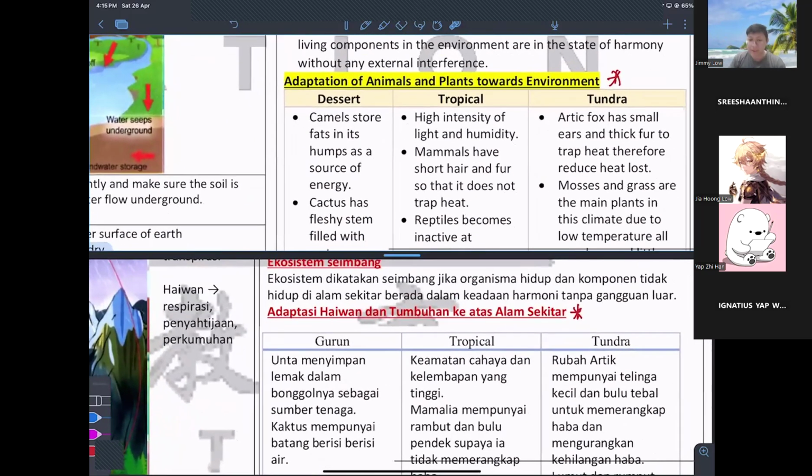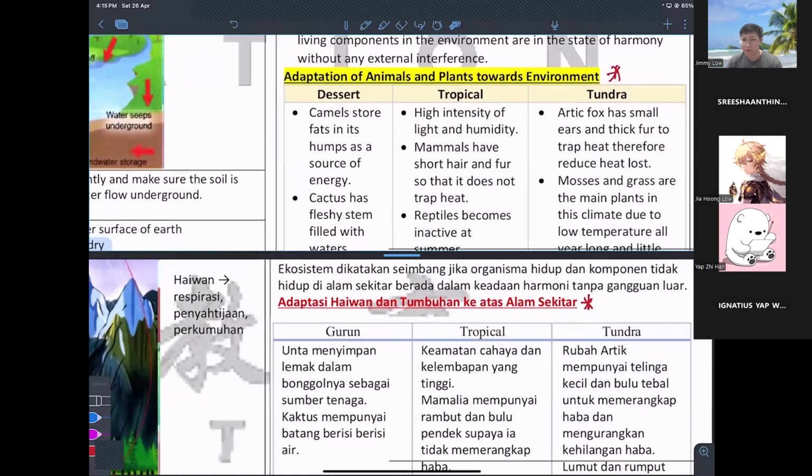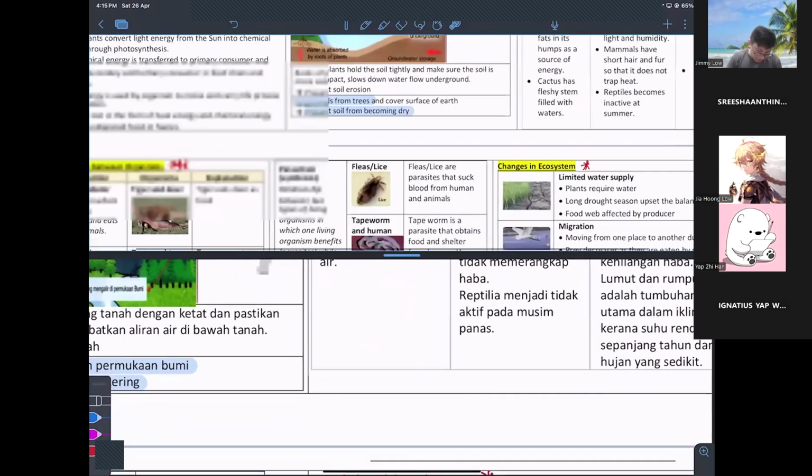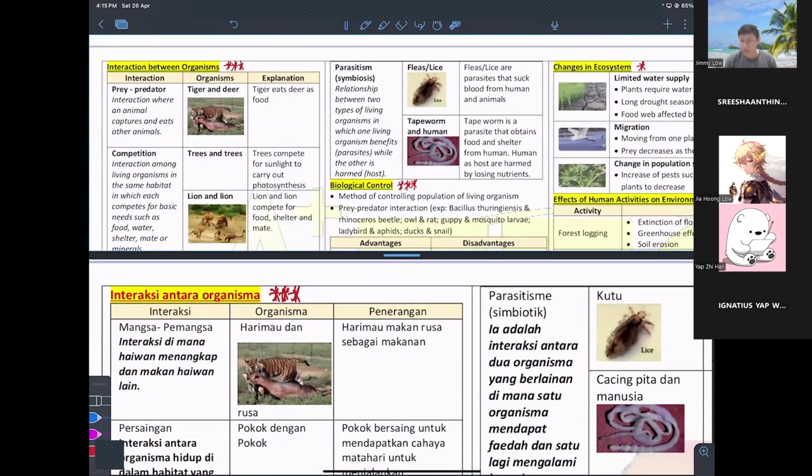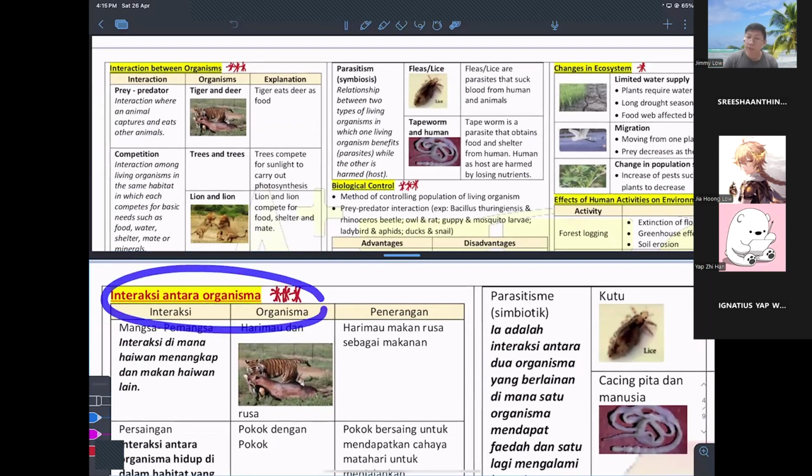Then when you talk about adaptation of animals towards the environment, just read through. How does the animal survive in tundra? How does a specific species survive in tropical or desert? You have to know. Just read through. Then the next one is interaction between organisms. In this chapter, a few things are important. The first one is your food web. You must know how to deal with food web.